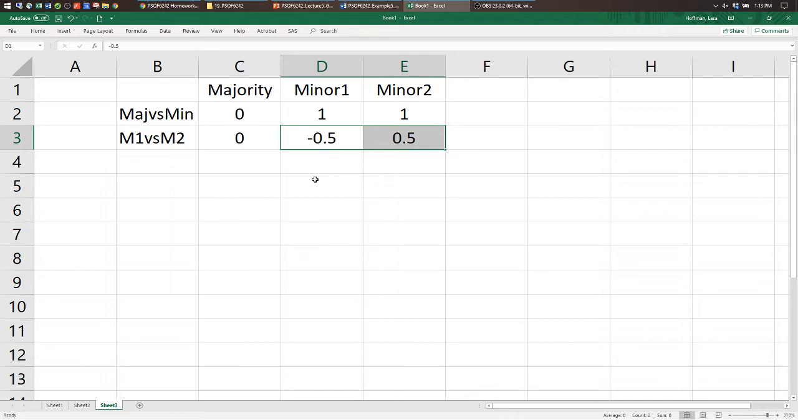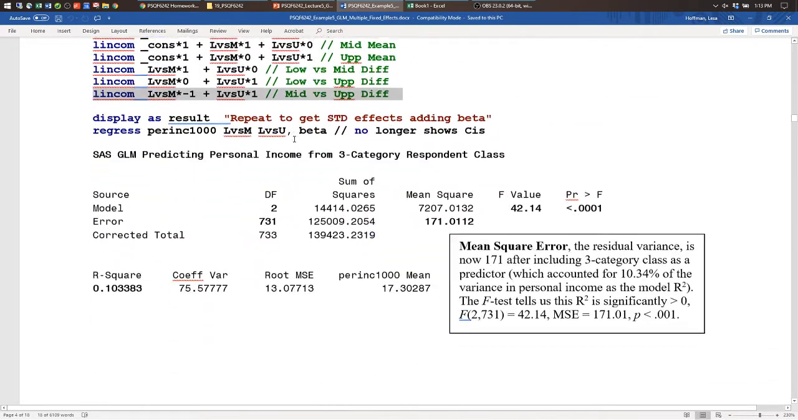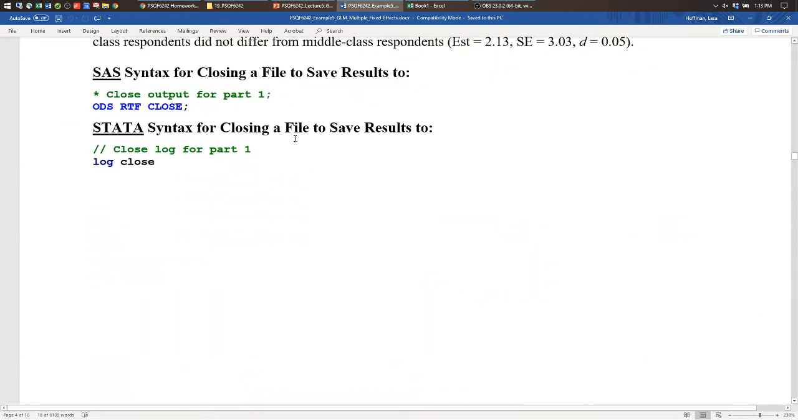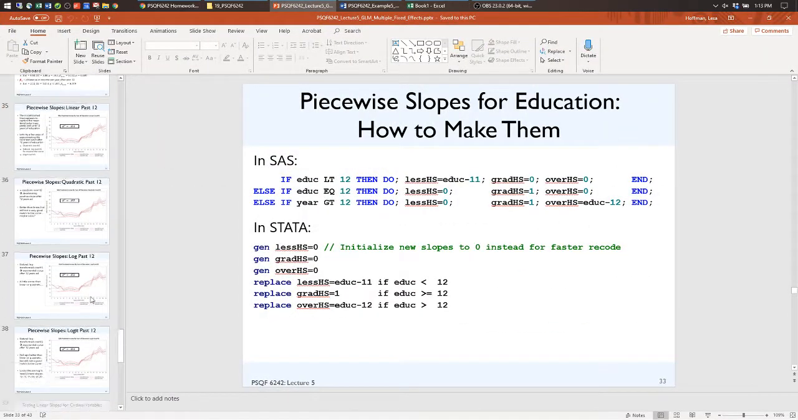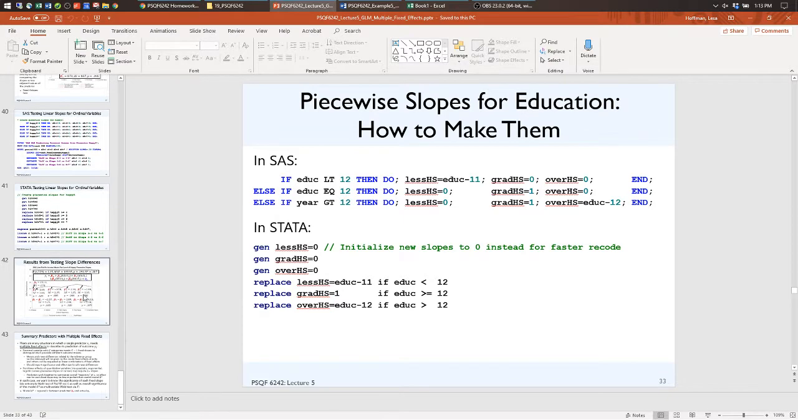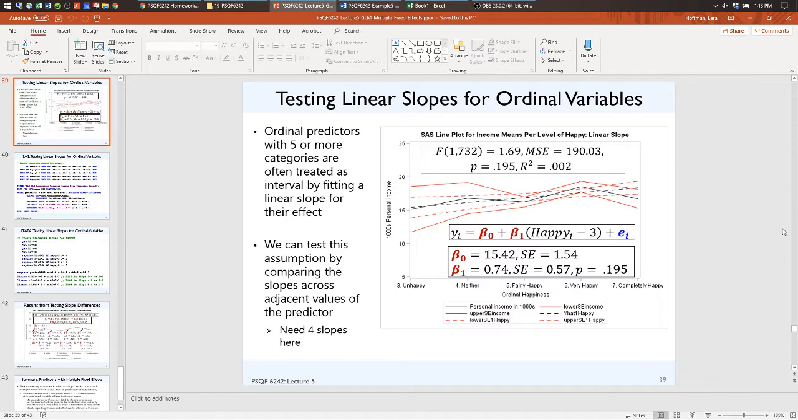The other example that I have that we haven't talked about yet is another type of piecewise coding, but it ends up looking a lot like this group coding. So let me show you that one. It's the idea of testing whether or not an ordinal variable should be treated as interval. We haven't talked about this one yet, but I wanted to show it to you. It's not in your homework, but just as a concept that you can take with you.